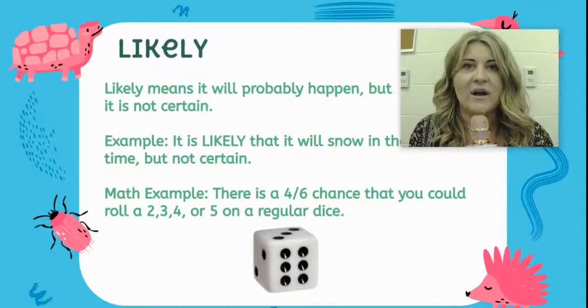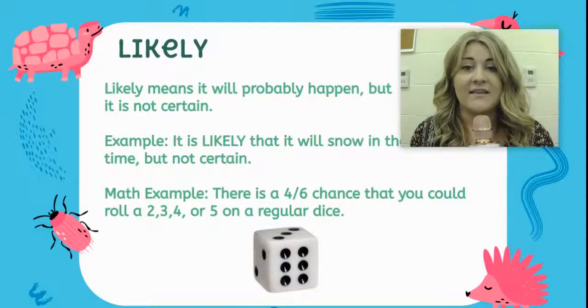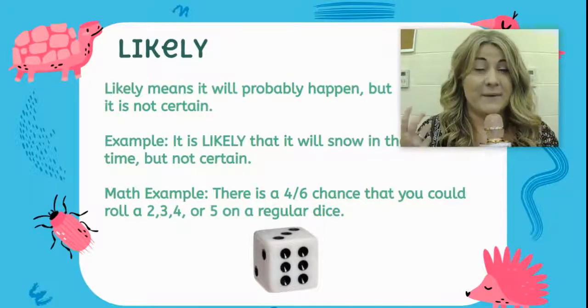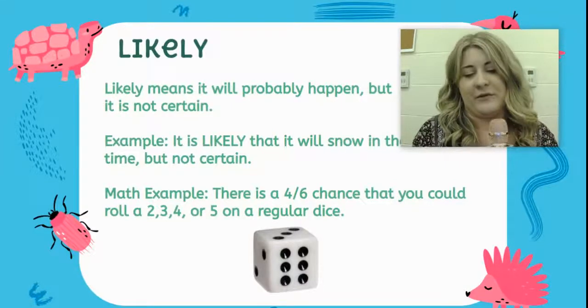So if I wanted to see if I could roll a 2, 3, 4, or 5, that's 4 possible numbers that I could roll. So I have a 4 out of 6 chance of landing on one of those numbers. It's likely that I could roll a 2, 3, 4, or 5 on the dice. Now, it would be unlikely that I could roll a 1 or a 6 out of those options, but it's likely that I might roll a 2, 3, 4, or 5.